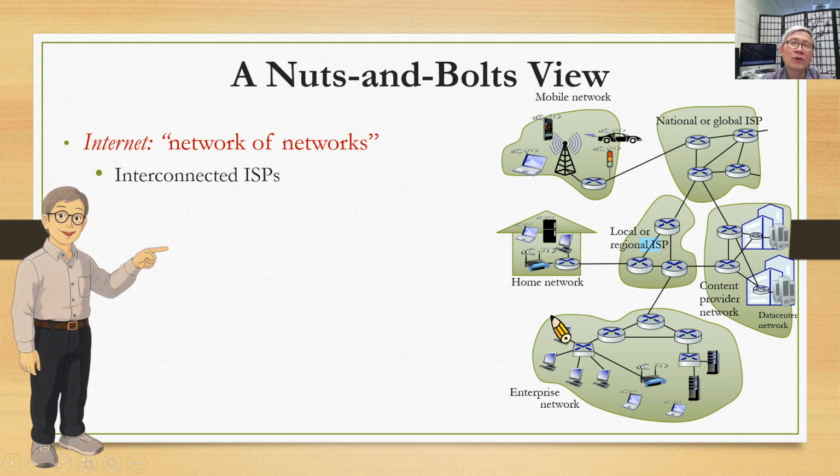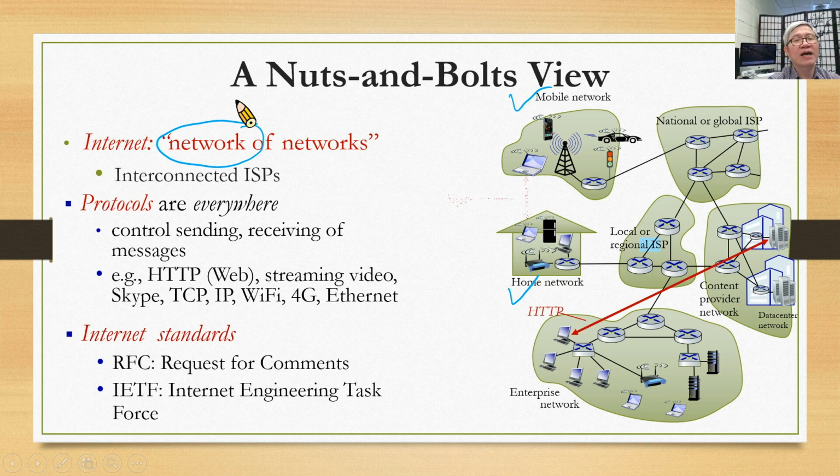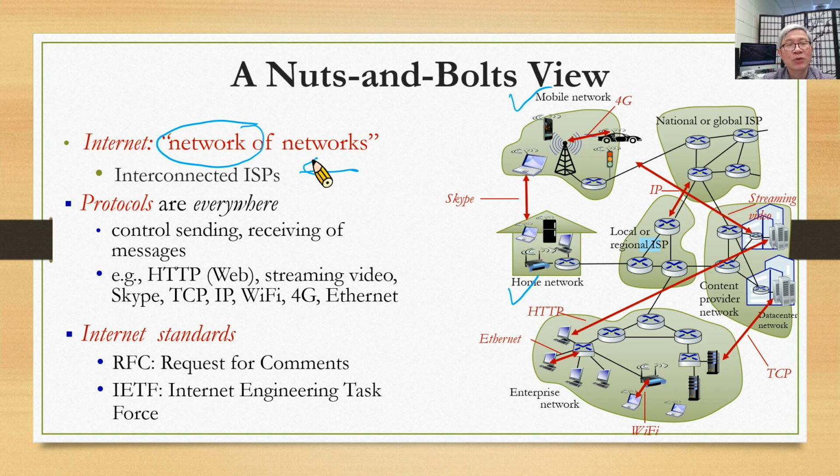And those networks, previously we have the mobile network, home network. Those networks can form a network so that we can define the internet as a network of networks. This kind of network, actually, has interconnected internet service providers. So we have interconnected ISPs.